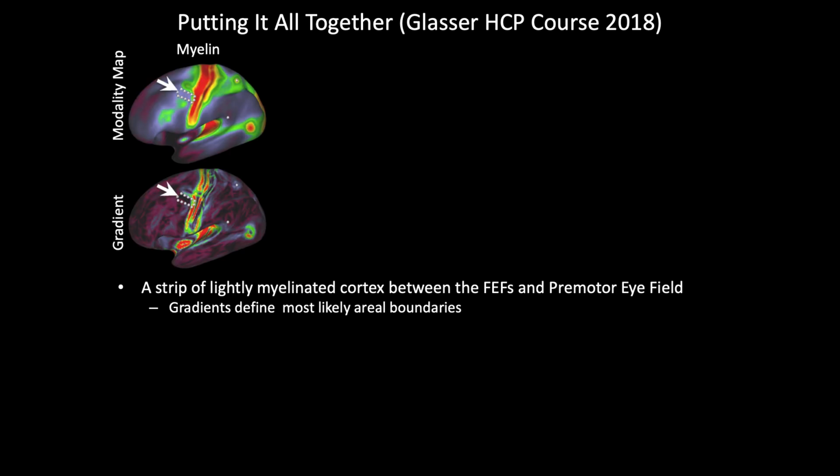So again, why do you care? So if we start with just looking at our myelin map, in this example, we have this little strip here that's lightly myelinated between the frontal eye field and the premotor eye field, okay? And we see that there's these bright spots here to represent other areas that are areal boundaries to that little strip, okay?